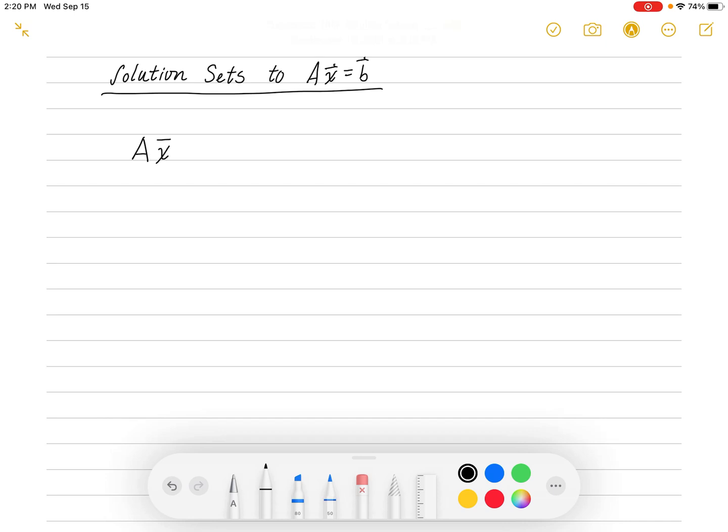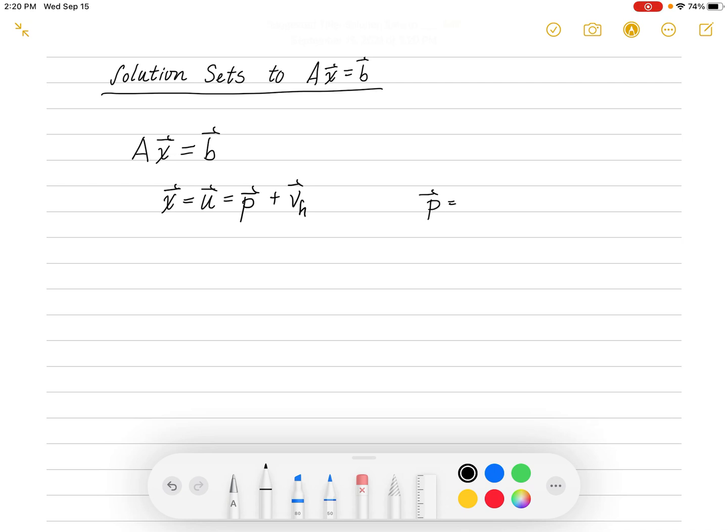So let's say we have a linear system that can be represented in matrix vector form as AX equals B. Then the solutions here will be some type of vectors. Let's call these vectors X equal U. They're going to consist of what's called a particular part plus a homogeneous part.